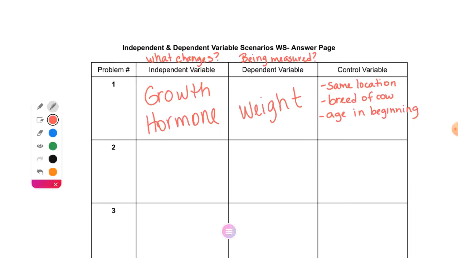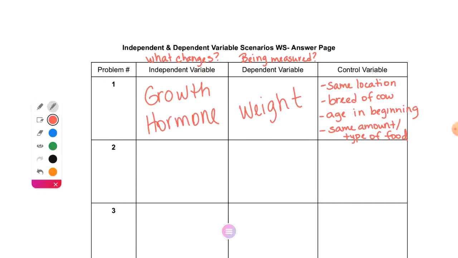It's the same amount of food. Oh yeah, they would have to be fed the same amount of food. And the same type of food. Same, yep, we'll put both of those together. Amount/type of food. And let's stop with that.